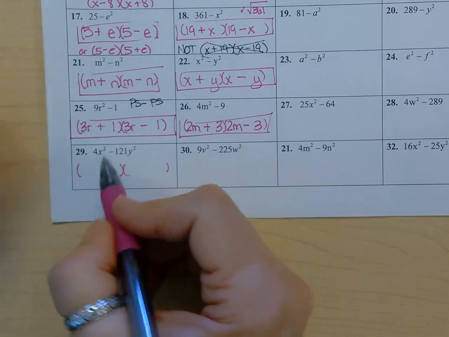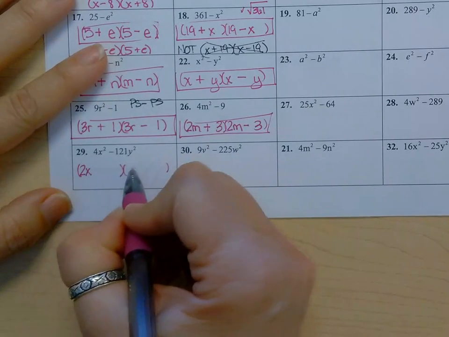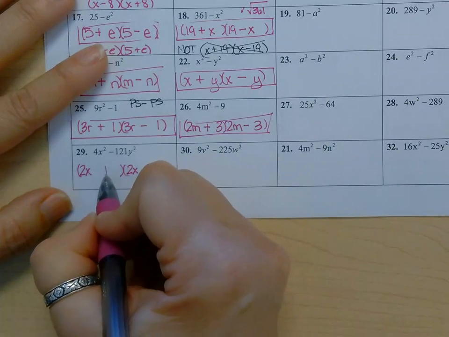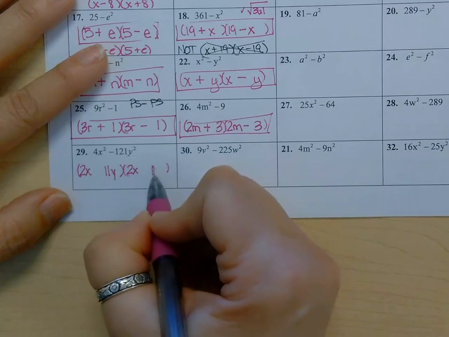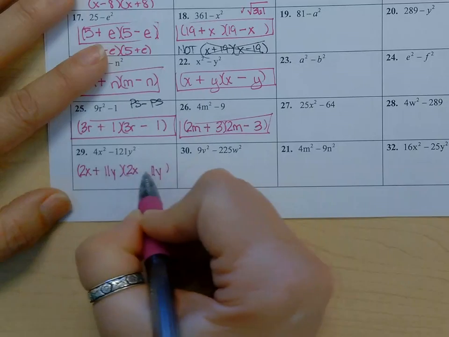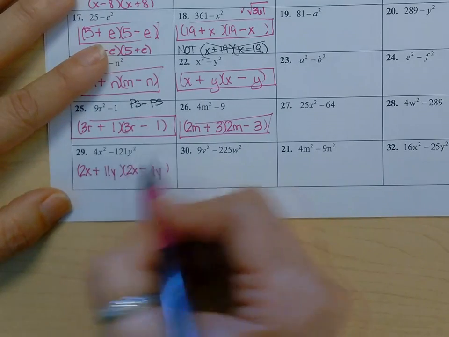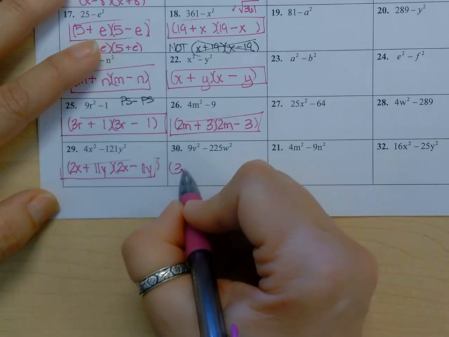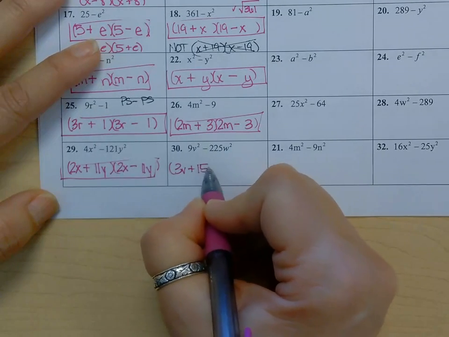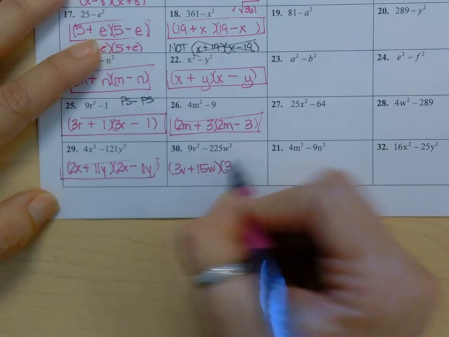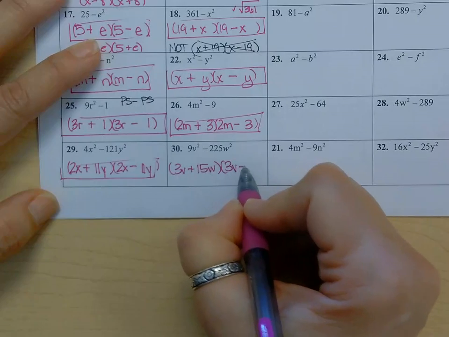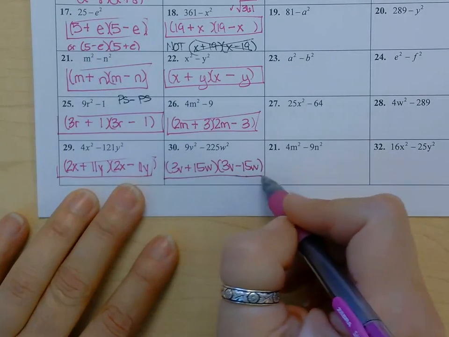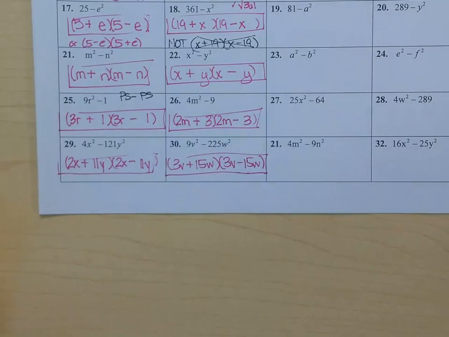So 4x squared is a perfect square because you can multiply 2x by itself, or 2x times 2x. 121y squared is a perfect square because it's 11y times 11y, and you have to have a positive and a negative to multiply to negative 121y squared. And these are both perfect squares, so I get 3v plus 15w and 3v minus 15w. And you may have to think about it for a moment longer than I do, but that's the idea.